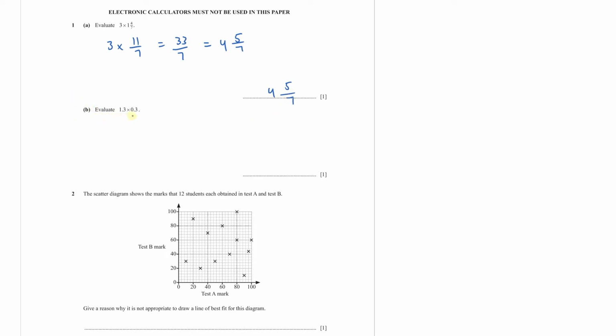Part B is evaluate 1.3 into 0.3. So I can multiply by 10 to remove the decimals. So 1.3 multiplied by 10 and then 0.3 multiplied by 10. And then I have to divide by 10 twice as well, because I multiplied once here by 10 and once here by 10. So I will get 13 times 3 over 100. 13 times 3 is 39 over 100. So this will be 0.39.